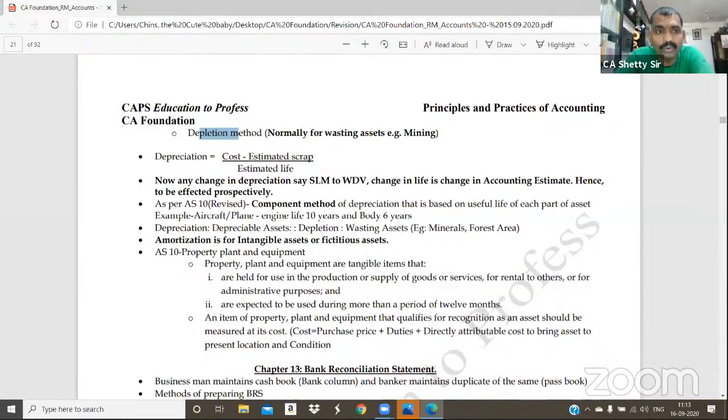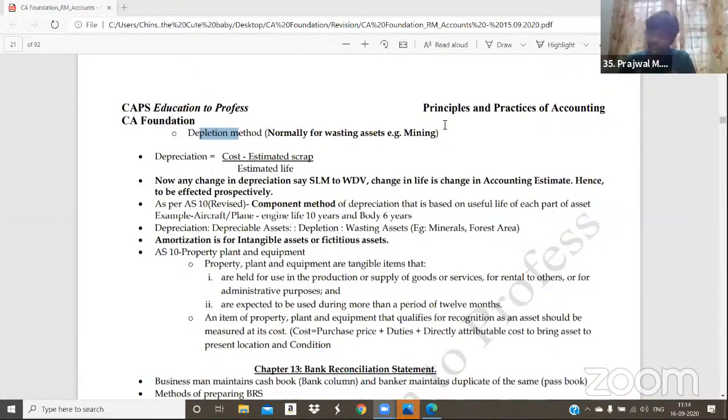Now, depreciation is equal to cost minus estimated scrap, divided by estimated life. So this is the formula. Are you able to hear me? Yes, sir. Now the next very important sentence. Any change in depreciation, very important. In old books and old questions, a change from SLM to WDV or a change in life was treated differently. All these are accounting estimates, hence to be done prospectively. I'll teach you a little later.